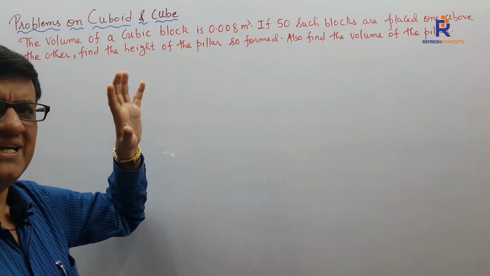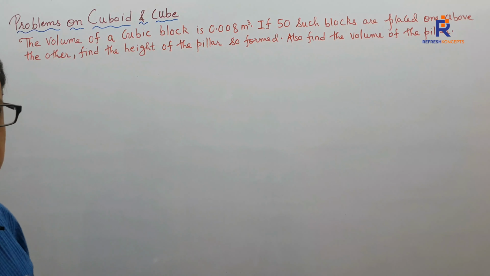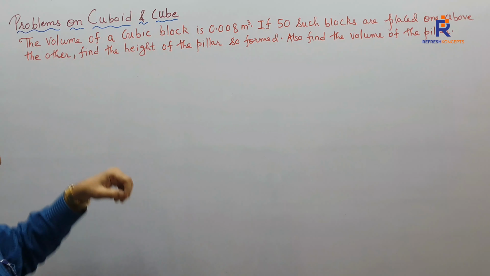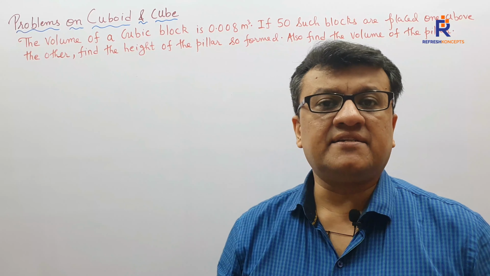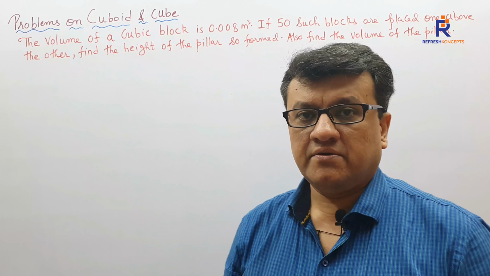Let's proceed further. Now, children, what we are going to do is see problems on cuboid and cube. At times only cube will be there, cuboid will be there. At times a mixture of both will be there. So we have started problems on cuboid and cube. Before you start, I want you to be very well versed with the formulas. So let's refresh.